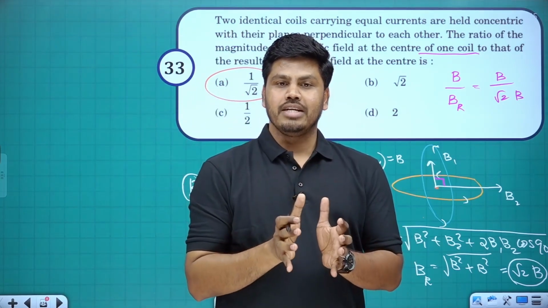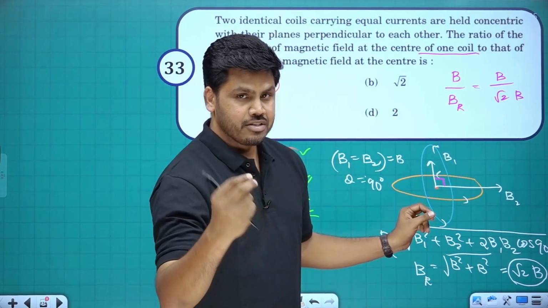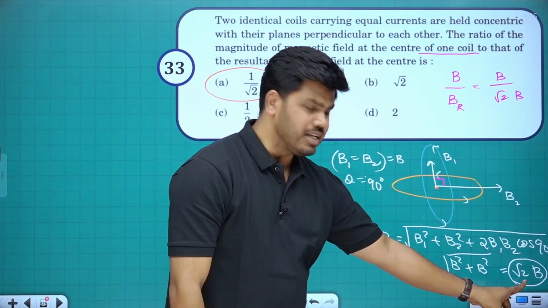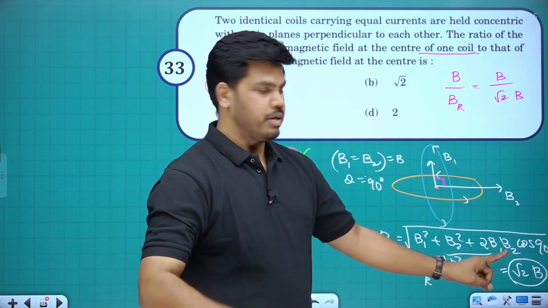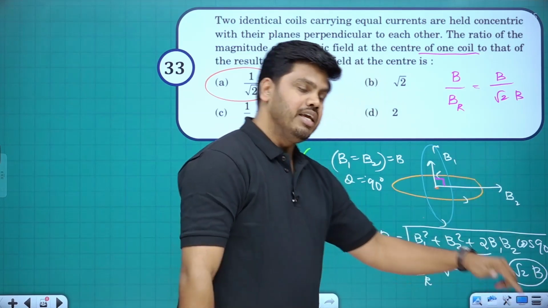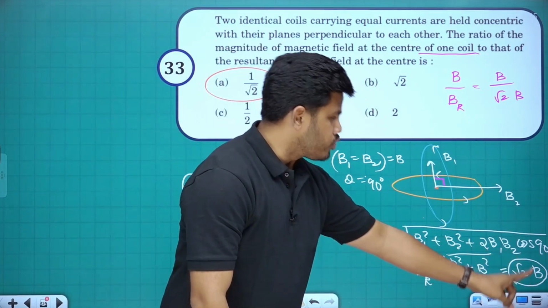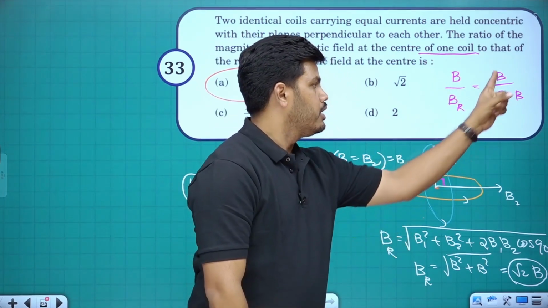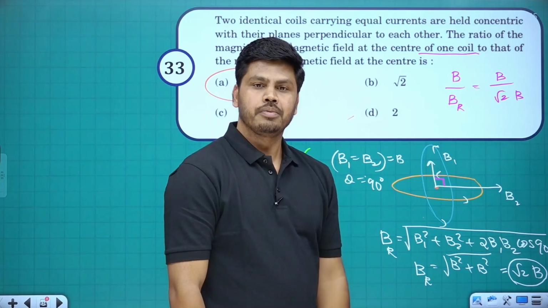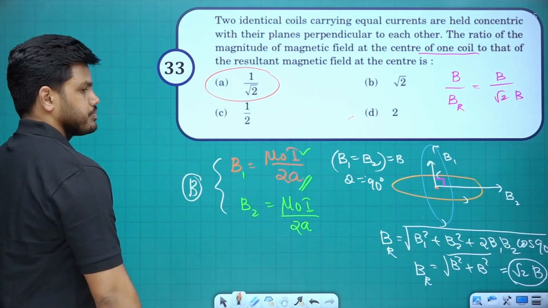Yes. So we calculated the magnetic field at the center due to two concentric circular loops. That is root 2 B, because they were identical loops with the same current flowing through them. So we got root 2 times B, where B is the magnetic field due to one of them. We are asked to find the ratio of the magnetic field due to one of them to the resultant, B by B_R, which is easily 1 by root 2. Okay? So option A was the correct answer.